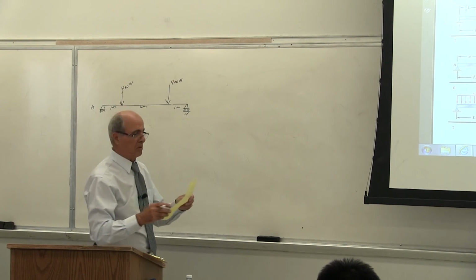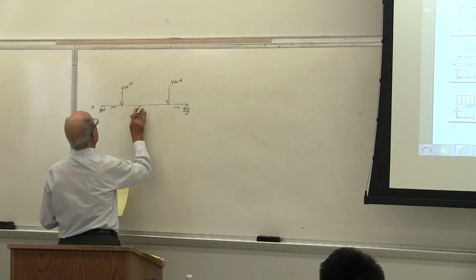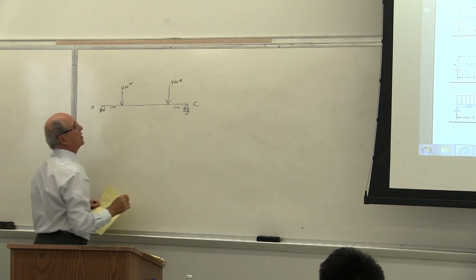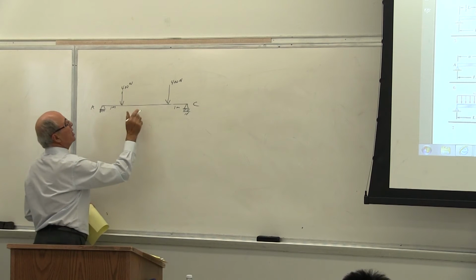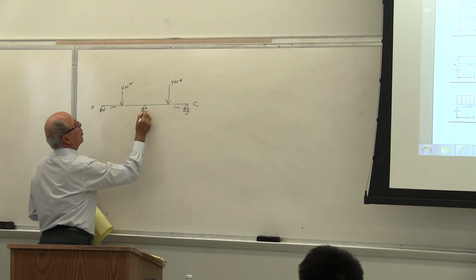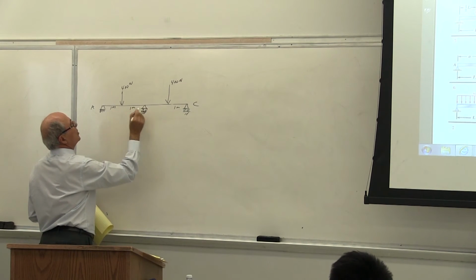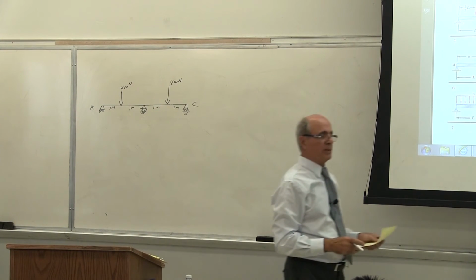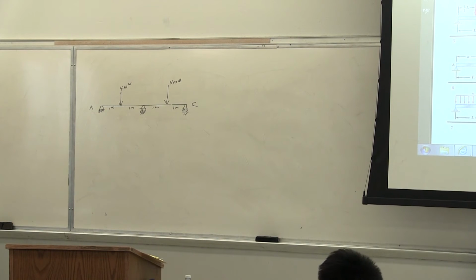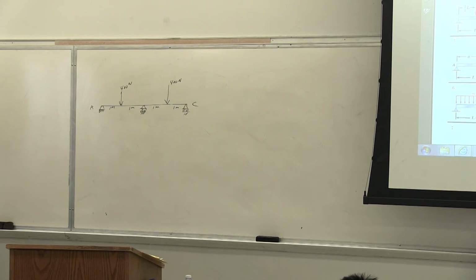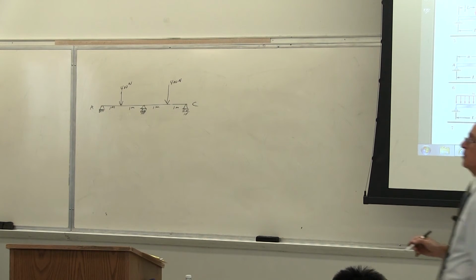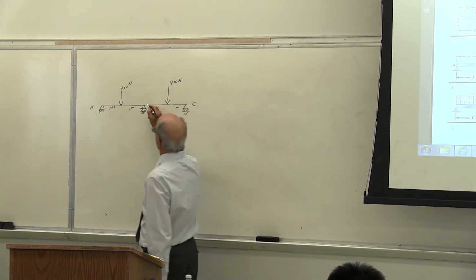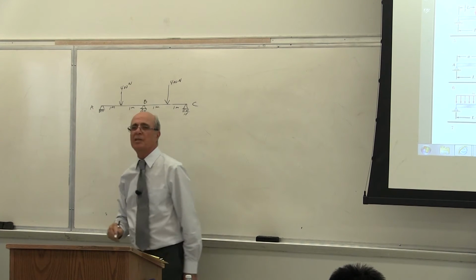So here I use A, here I use C, and now I'm going to change this problem by putting one more support here. This is 1 meter, and that is 1 meter. So the length of the beam is 4 meters, and at the middle of the beam, there is an extra support. Aside from A and C, there is another support at B. Everybody see what I'm talking about? Is this a determinate problem, or is this indeterminate?